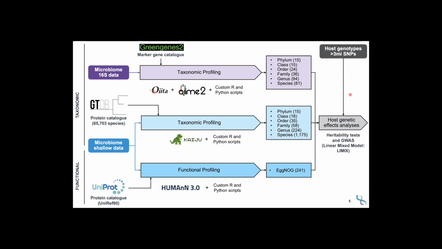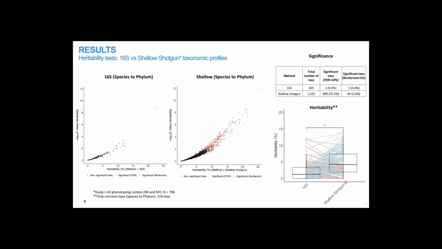And I used the host genotypes that we had to run a host genetic effect analysis, heritability tests, and GWAS using a linear mixed model. So the results I have for the aggregate heritability test showed me that shallow shotgun data was not only capable of mapping more species, mapping more taxa, but also it was able to reveal more taxa that had significant heritability, as you can see here on the table on the right side.